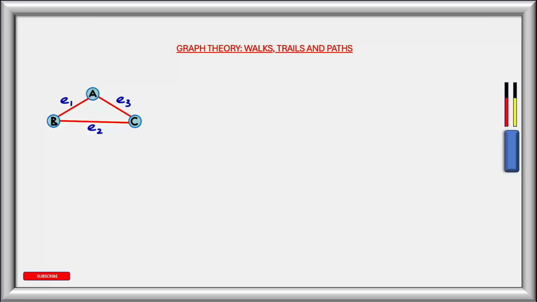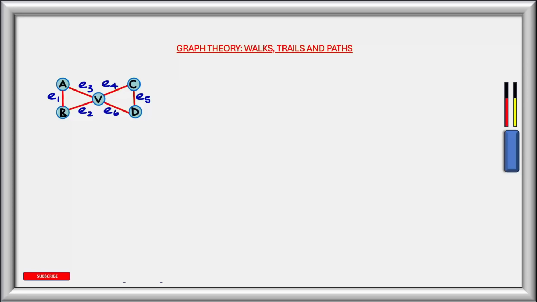Let's look at this example. We have 3 vertices, A, B, and C. These are connected by 3 edges, E1, E2, and E3. So we can do a walk from A to B, from B to C, from C back to B, and then from B back to A. Notice we went from B to C, and then back to B. We used the edge E2 twice, and visited vertex B twice. And this is perfectly legal in a walk.